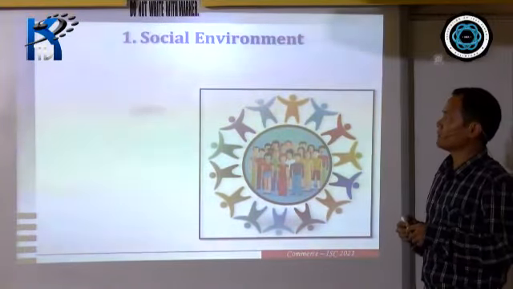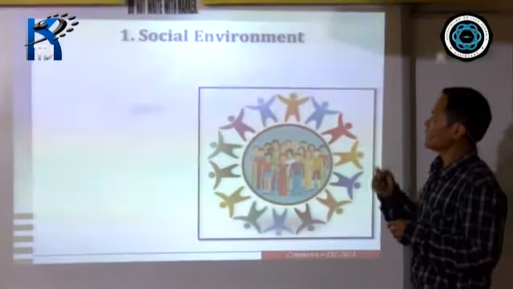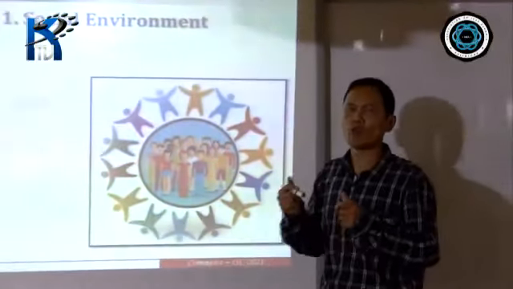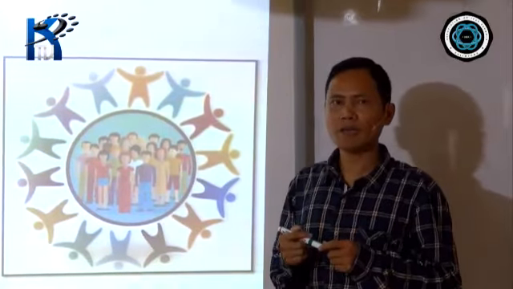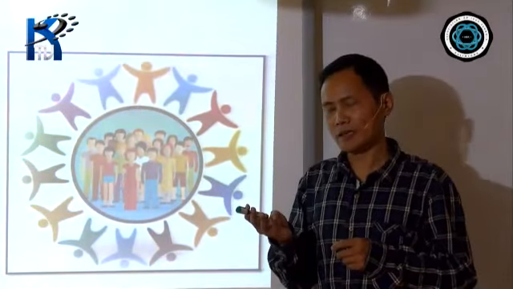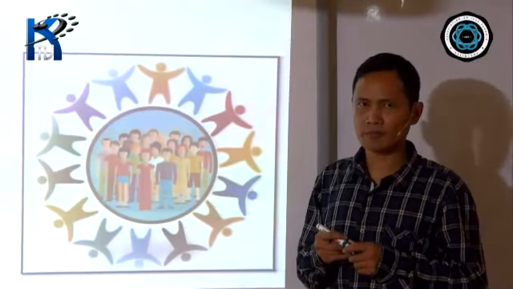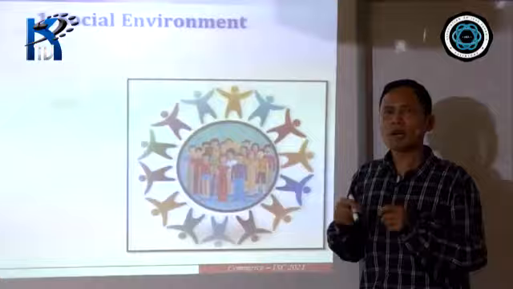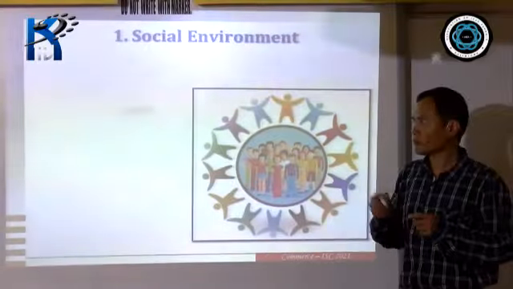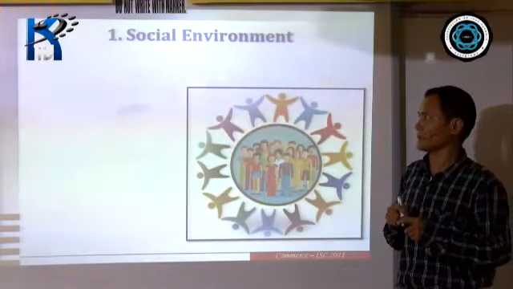The first component of macro environment here in my list is social environment. Social environment refers to the social settings and the norms within which the people live and interact. It includes the social beliefs, customs, traditions, and culture. Since a business is a part of the society, all its actions and decisions should be in tune with the norms and the beliefs in the society.